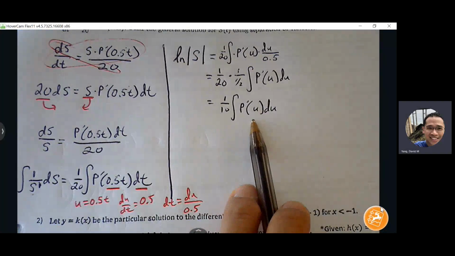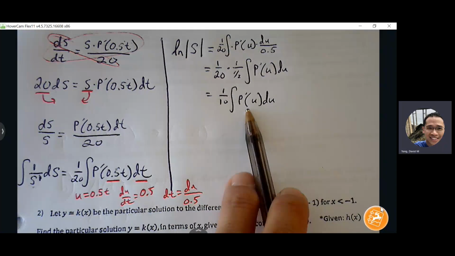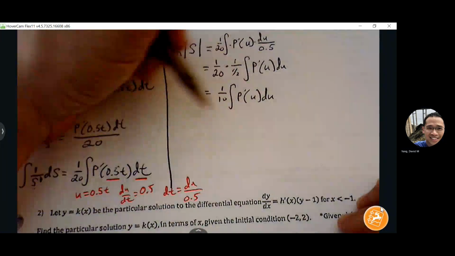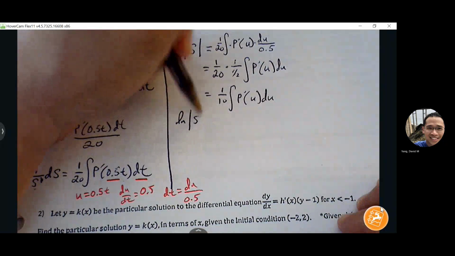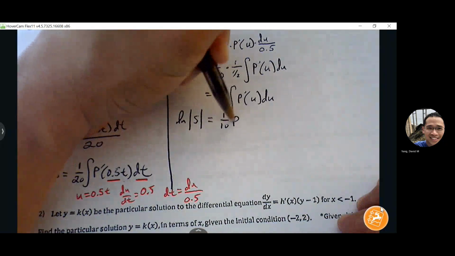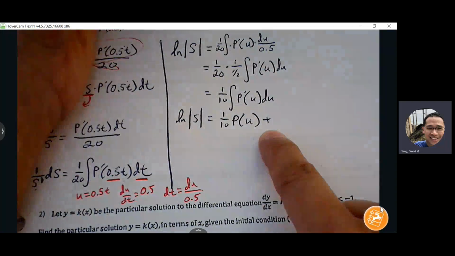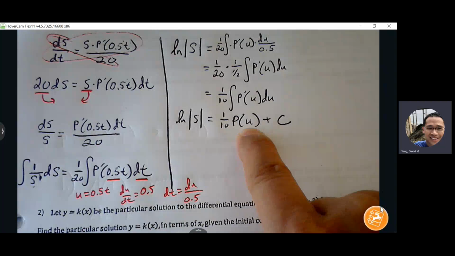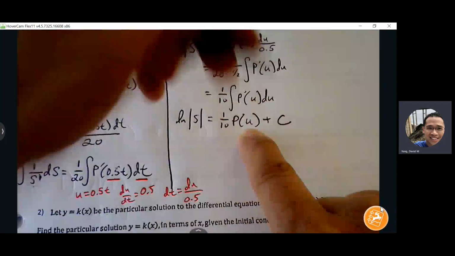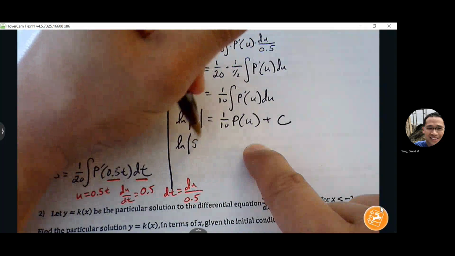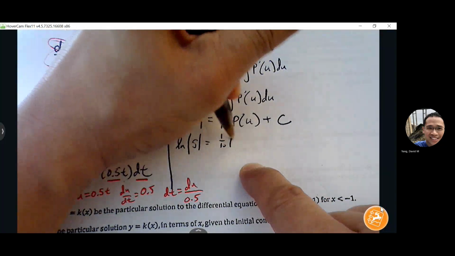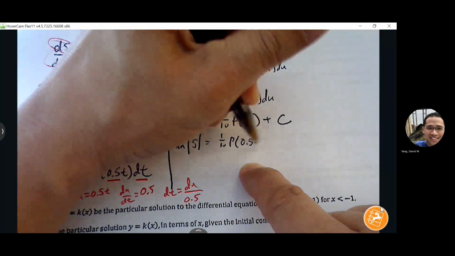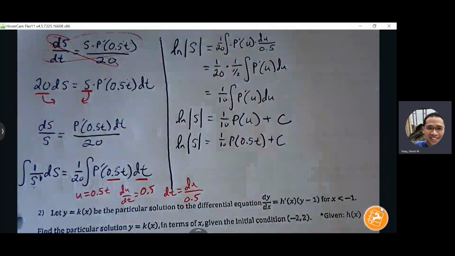Okay, so P prime, this is ready for our antiderivative rule. What can I do with P prime? Antiderivative of P prime turns into just P of U, yep, plus C. Replace the U back with 5t. Okay, so the calculus is done.